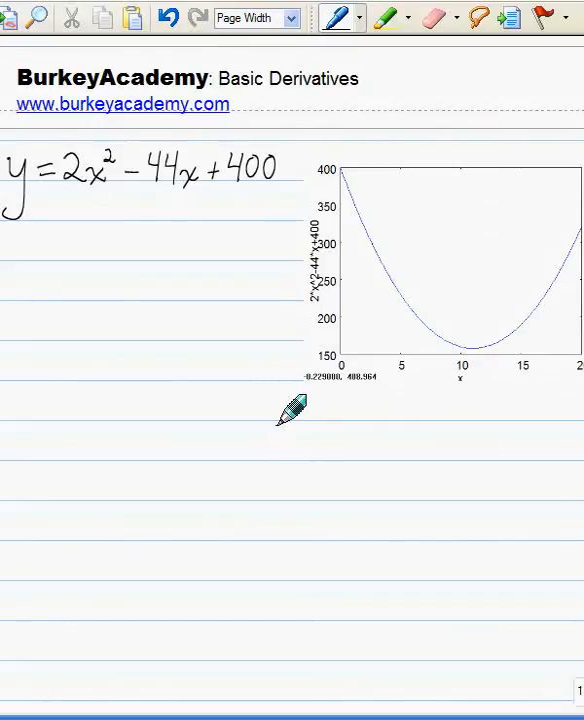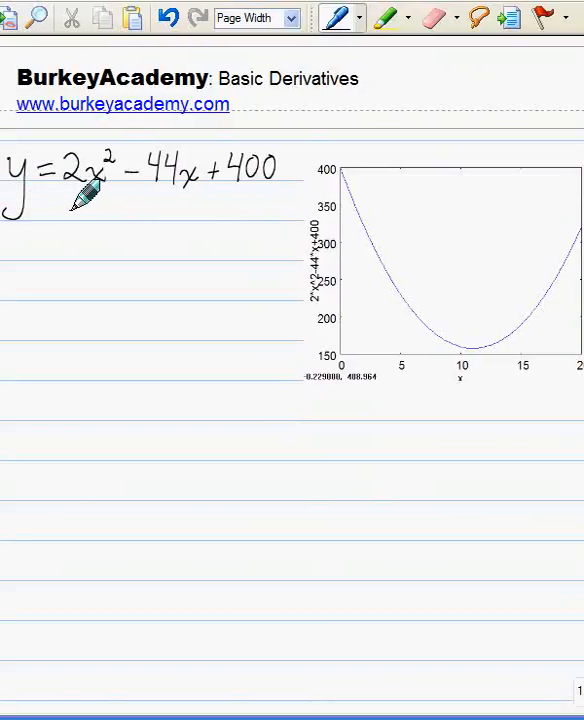In this video, we're going to do a review of basic derivatives, and we're going to stick with polynomials, and we're going to show you some applications of how you can use derivatives, especially in microeconomics. And we're going to make sure that you understand what a derivative means. So let's start with a basic polynomial quadratic equation here.